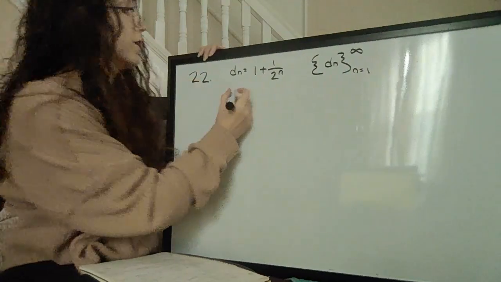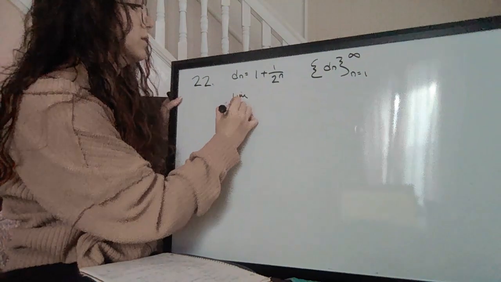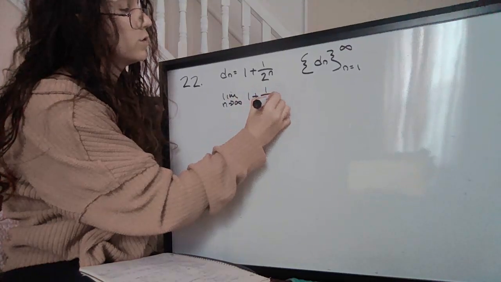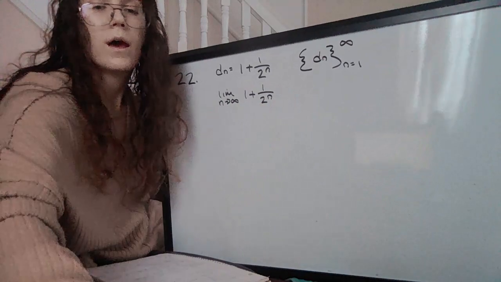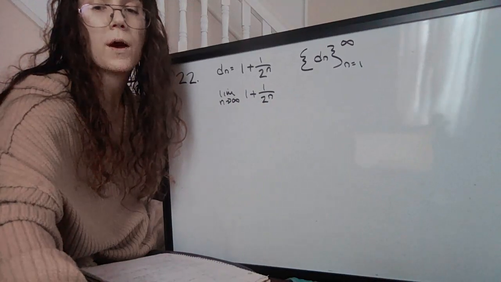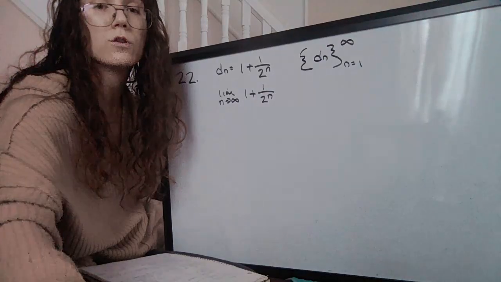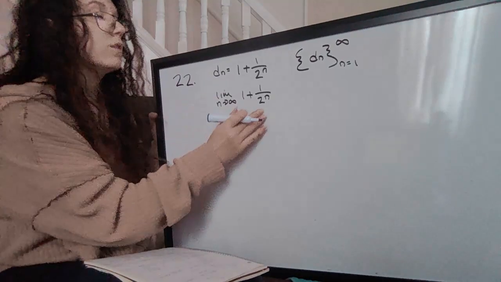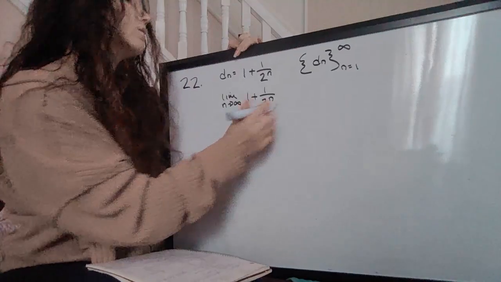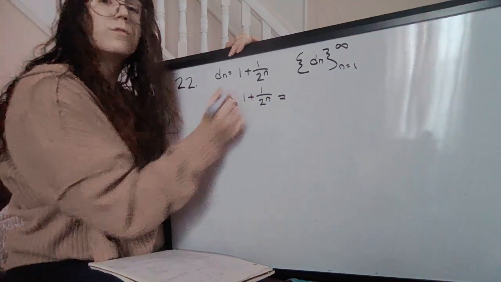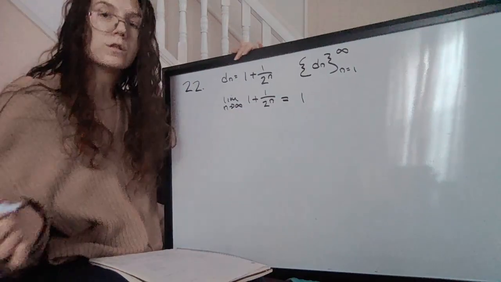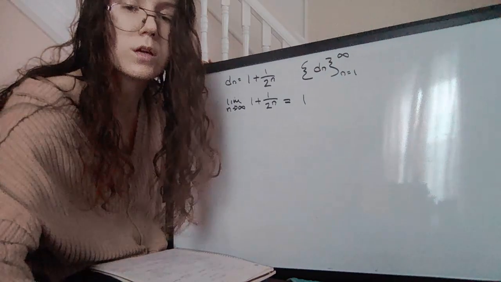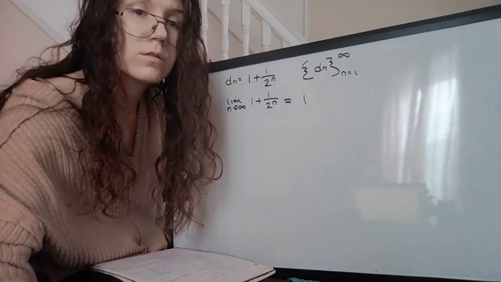So here I could just find the limit and say, what is my limit as n approaches infinity of 1 plus 1 over 2 to the n? As I take 2 and have a higher power, a higher power, a higher power, my denominator is going to get bigger and bigger and bigger. And this portion is going to go to 0. And I just have a 1 still floating around. So this is still going to just be 1 because it's going to end up being 1 plus 0. So this converges to 1.